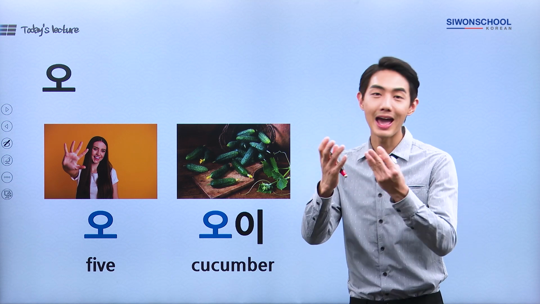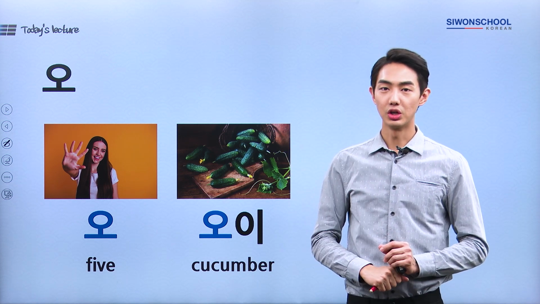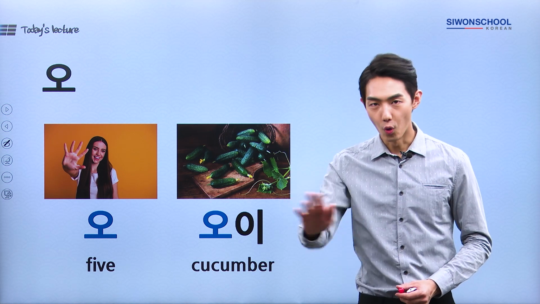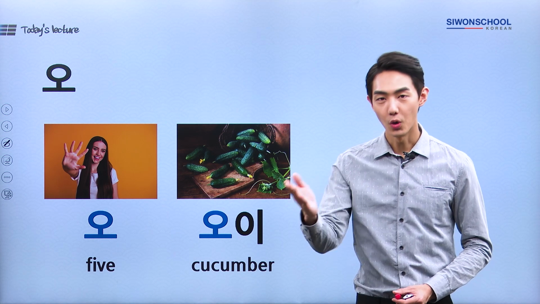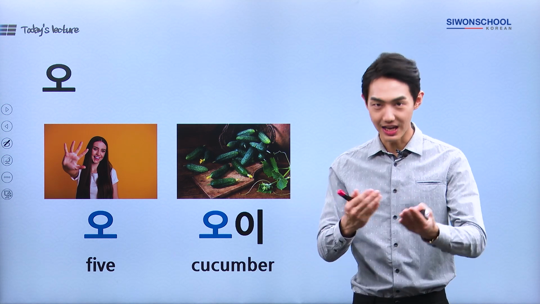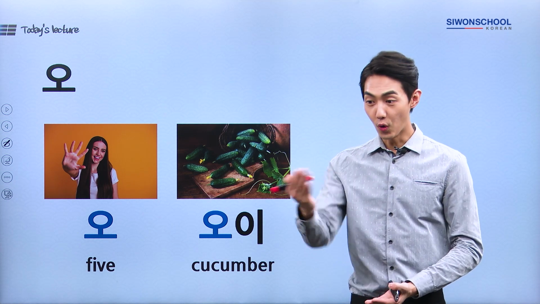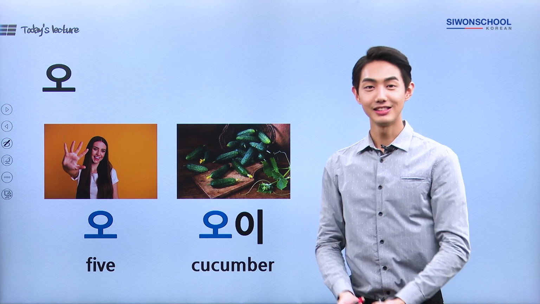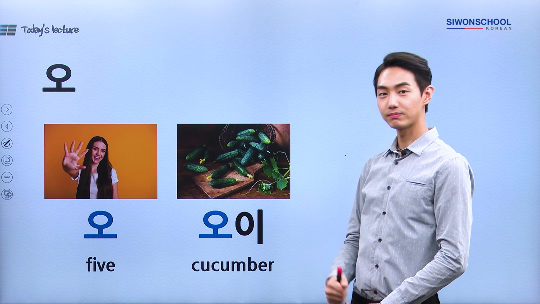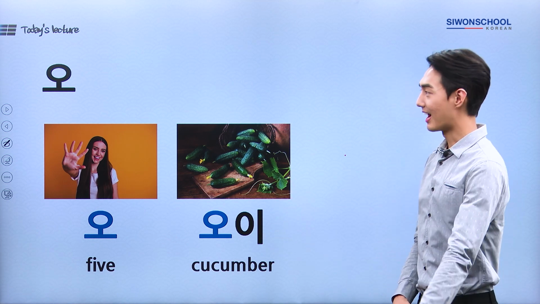And then imagination. Let's say you go to a vegetable shop or grocery store and you see 5 cucumbers that look delicious and you point at it. 오. And then what? 오이. 주세요. 주세요 means give it to me. If you can't say it, please. All right? With a little hand motion. 오이. Please. Okay? Repeat after me. 오. Good job. 오이. Good job.